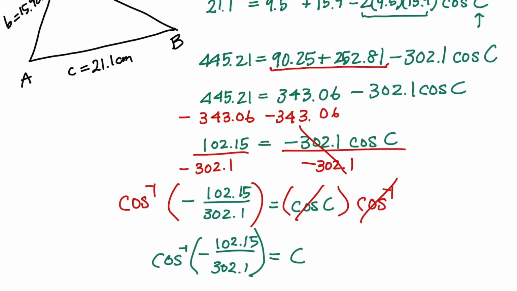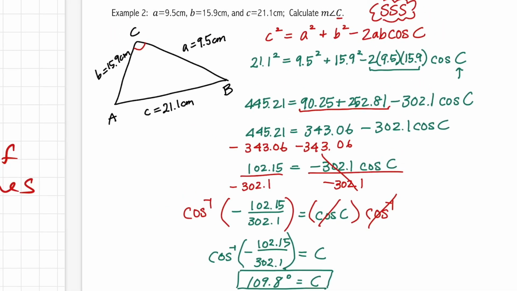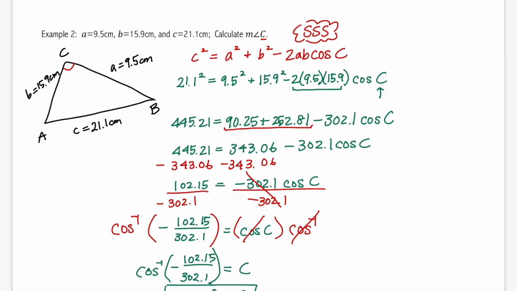But we are going to actually put this in our calculator, and the value of C will be approximately 109.8, and I rounded to the tenth place. Since this is finding the measure of an angle, I'm going to put a degree symbol there, and that's my final answer. So that's the example of the side-side-side case, and we solve using the cosine rule.